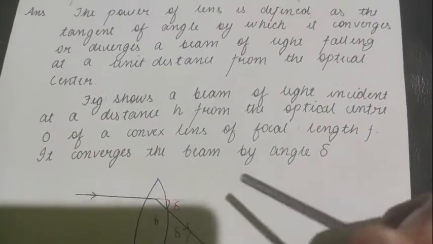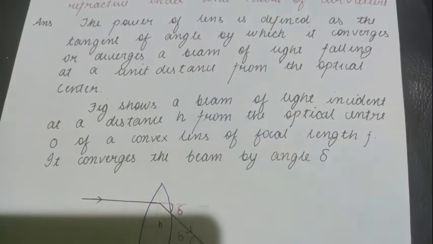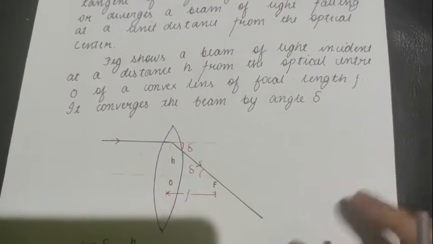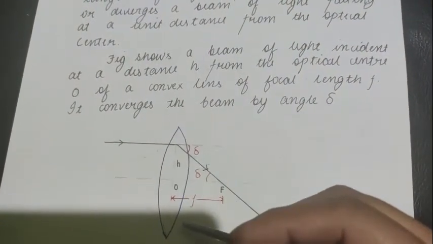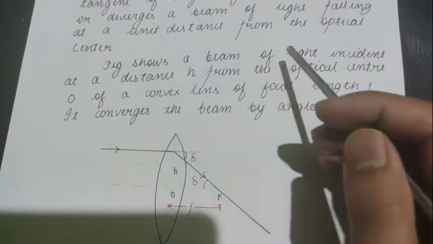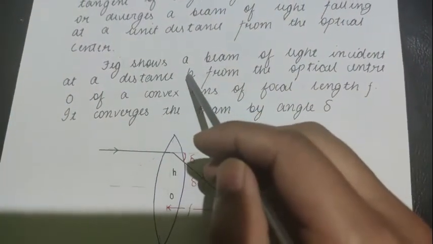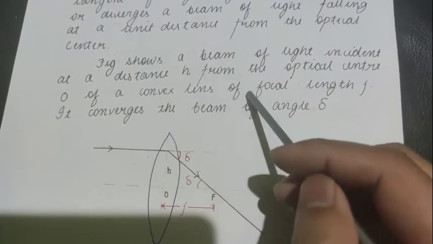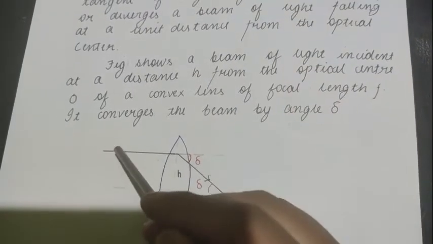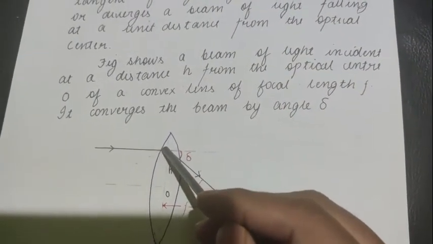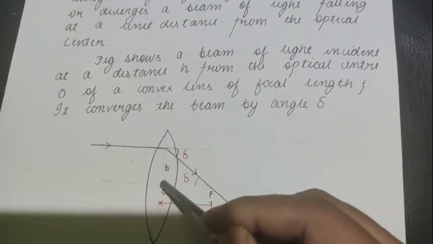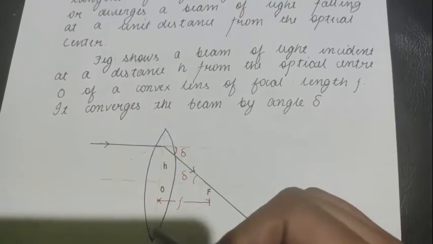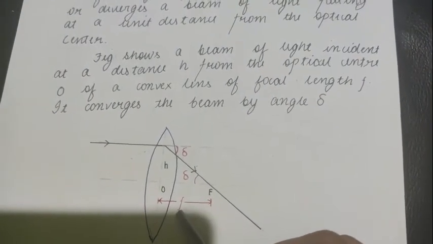Fine. Now, to understand the tangent of the convergence or divergence, what we have to do? We have to consider this diagram. The figure shows a beam of parallel incident light at a distance h from the optical center O of the convex lens of focal length f.